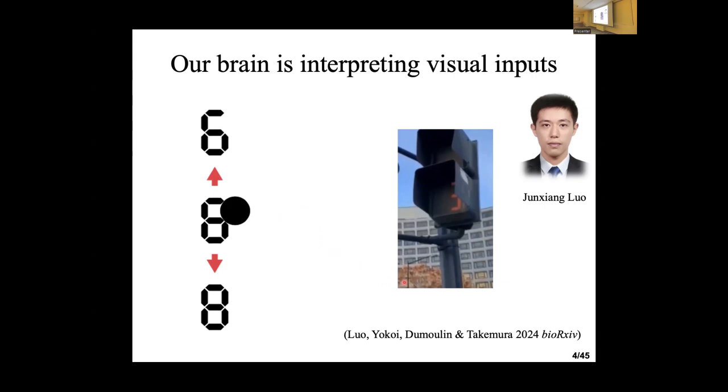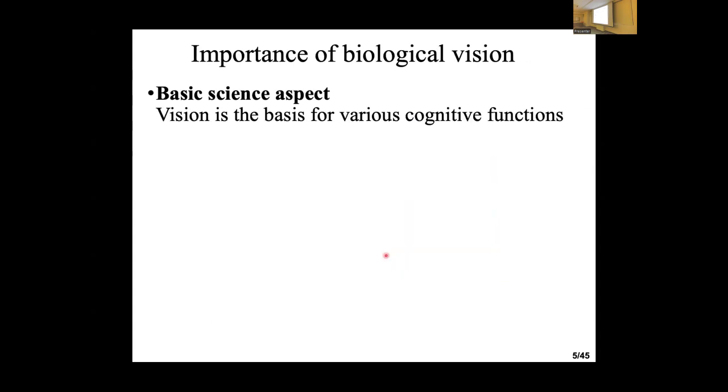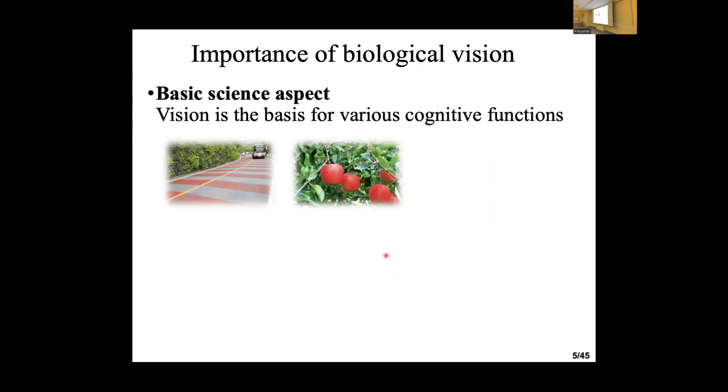We do psychophysics about this, and there's a poster about it. But the point here is that our brain is interpreting incoming signal, because incoming signal is usually incomplete. So we have to have a biological system to interpret what's coming from our retina, from our input, and try to extract meaningful information, which is important for our behavior and survival. Vision is important in many ways because it is a basis for various cognitive functions, including avoiding danger, getting food, and social communication.